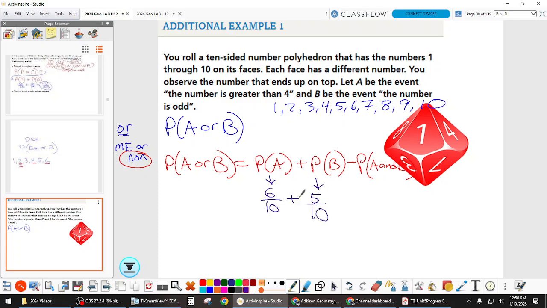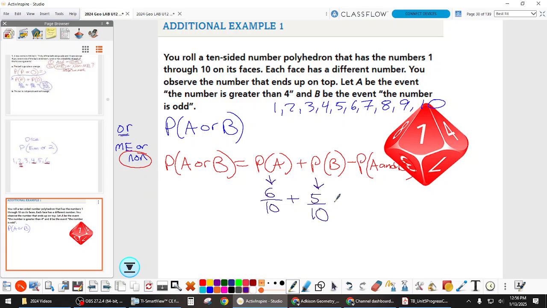Okay, do you see a problem if we just stopped here? What is 6 plus 5? And so our probability would be greater than 100%, which we already said is not okay. That doesn't make sense, right? That's another way you can check, is if your probability gets over 1, something's wrong.